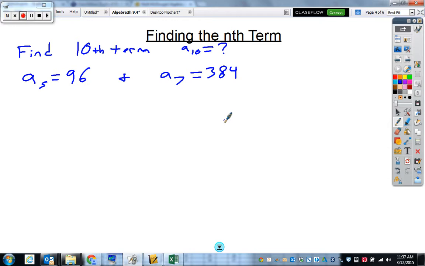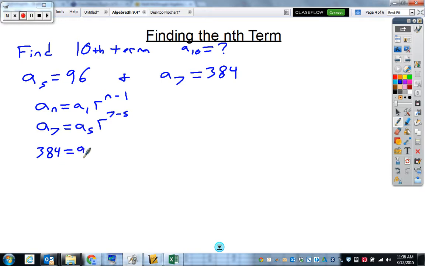So again, we're going to use our formula. We have a sub n equals a sub 1 r to the n minus 1. But I don't have a sub 1, so I'm going to say, well, this is going to be a sub 7, and this is going to be a sub 5. So that's going to be r to the 7 minus 5. Okay? Well, a sub 7 is 384. A sub 5 is 96. 7 minus 5 is 2, so I have r squared. I'm trying to figure out what r is.